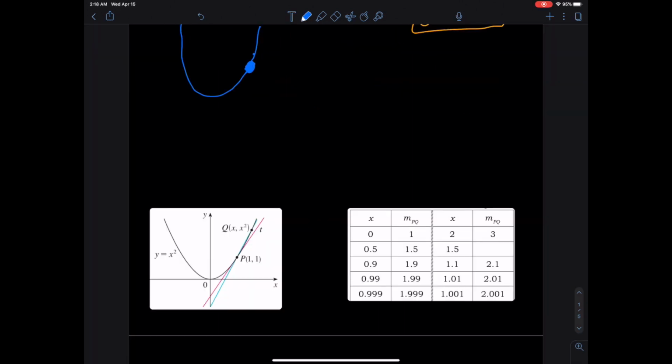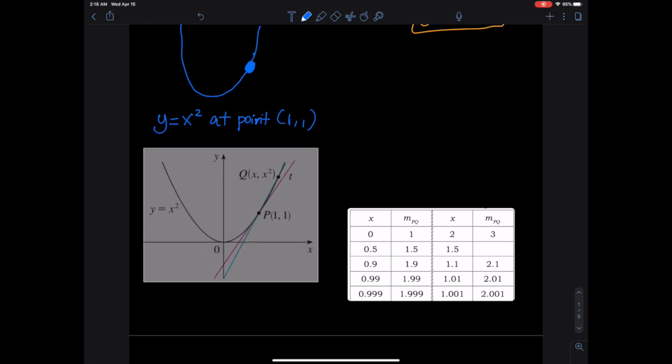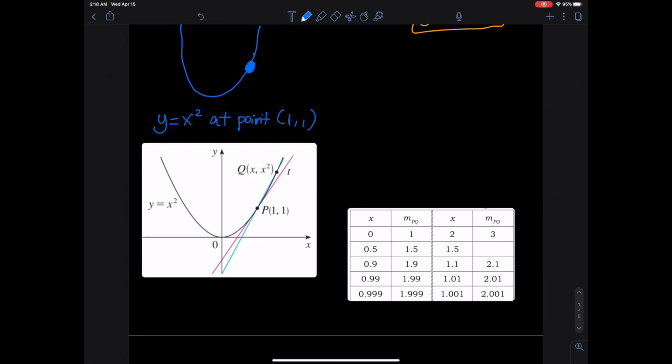What we are trying to do is find an equation of the tangent line to the parabola y equals x squared at the point (1, 1). So this is my graph. Let me make the graph bigger for you, it's easier to see. I have a curve, y equals x squared. It's a parabola, right? The vertex is at (0, 0). I have a point at (1, 1). I am trying to find the equation of the tangent line. What is the tangent line, by the way?